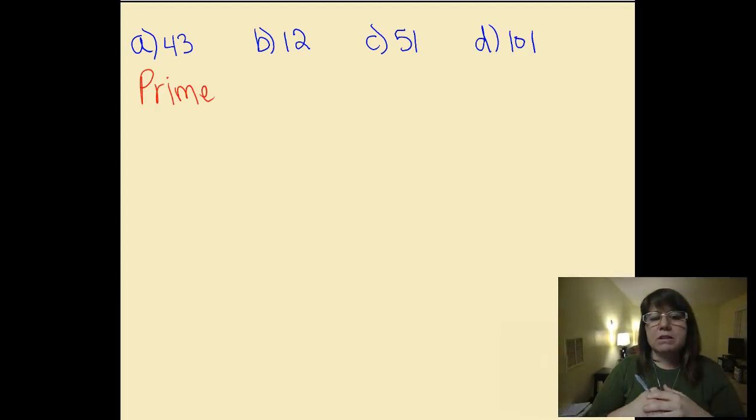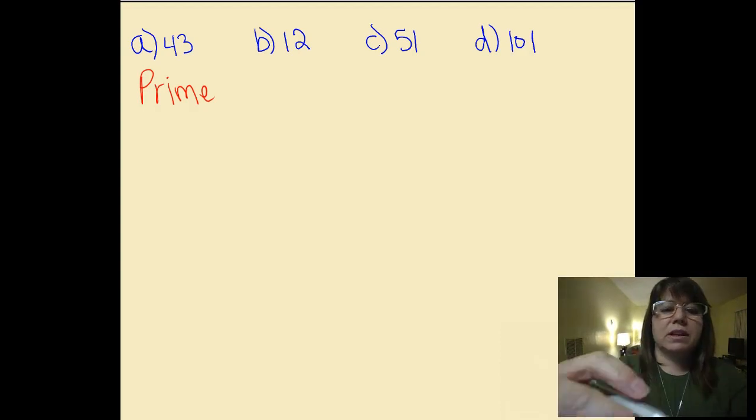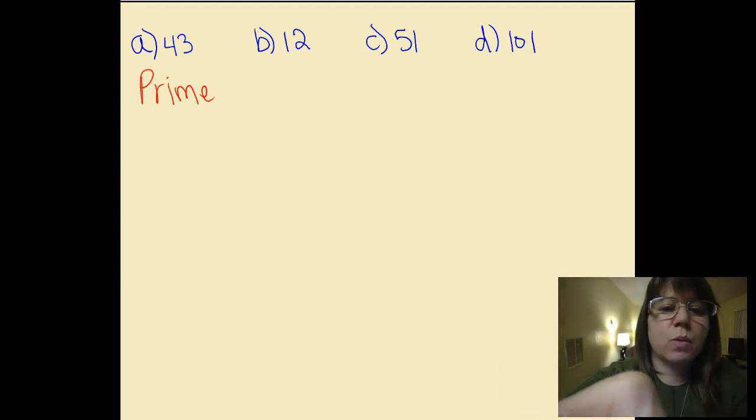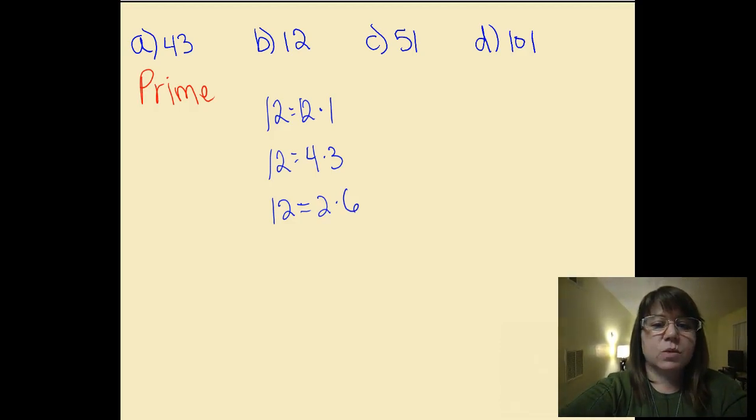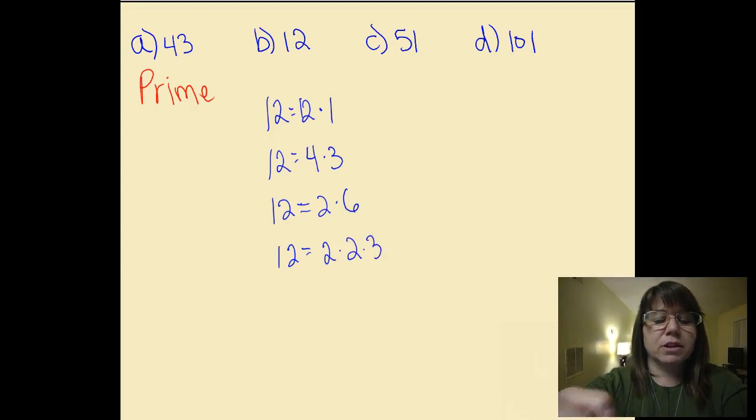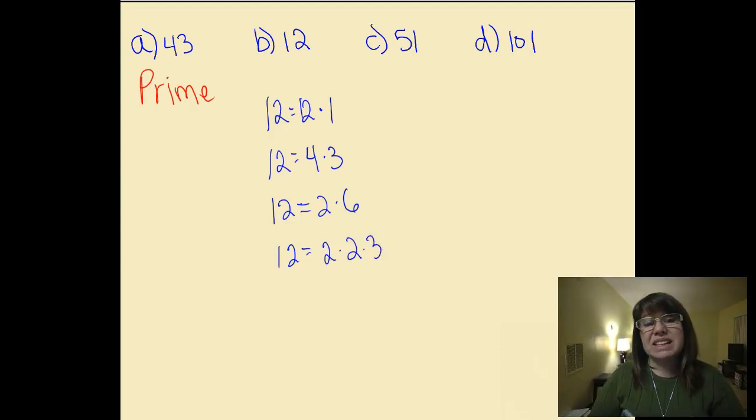All right, what about 12? Well, 2 goes into 12. In fact, we can break 12 down into 12 equals 12 times 1. 12 will equal 4 times 3. 12 will equal 2 times 6. And in fact, 12, if we broke it down into all primes, 2 times 2 times 3. So definitely 12 is a composite.